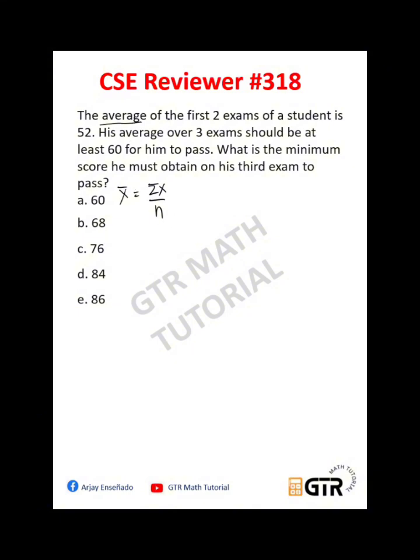Okay, so let's solve first the first 2 exams. The average of the first 2 exams of a student is 52. So therefore, we can solve the total of the two numbers, summation of x. Given the average of the first 2 exams is 52, x bar is 52 equals summation of x over n. n is 2 because we have the first 2 exams.